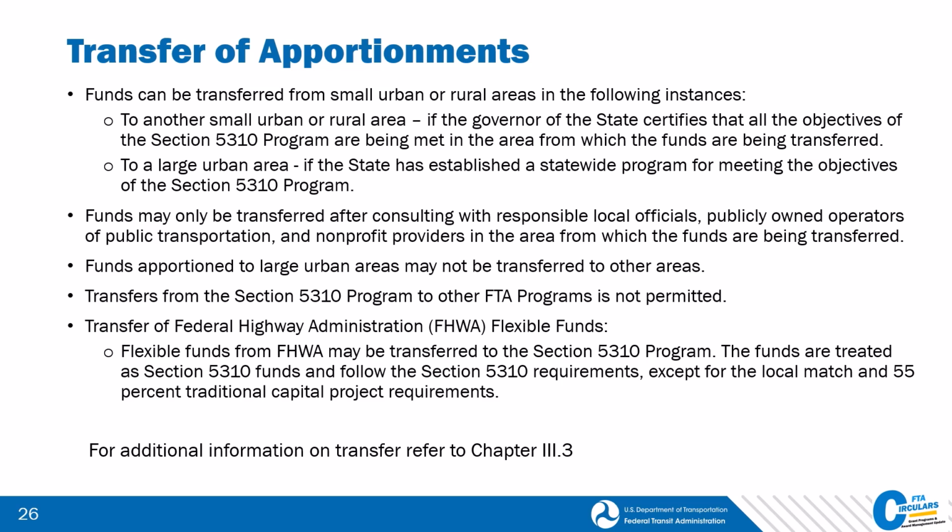Note, funds apportioned to large urban areas may not be transferred to other areas. Section 5310 funds cannot be transferred to other FTA programs either. Flexible funds from FHWA may be transferred to the Section 5310 program. The funds are treated as Section 5310 funds when this occurs and follows the Section 5310 requirements, except for the local match and 55% traditional capital project requirements imposed on the Section 5310 program. Additional information on transfers can be found in Chapter 3, Section 3.